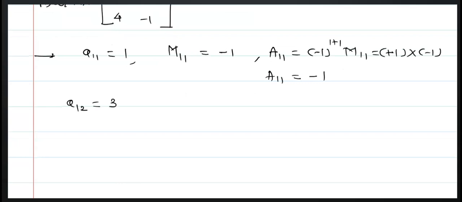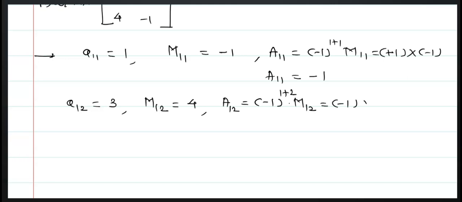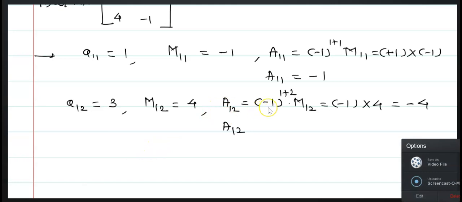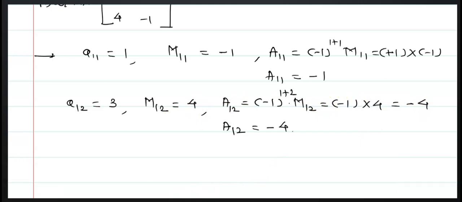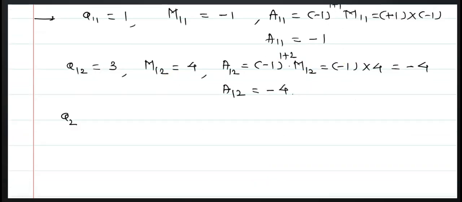Next is a12. a12 is equal to 3. m12 is 4. And cofactor a12 is equal to -1 raised to 1 plus 2 times m12. But the value of m12 is 4. -1 into 4, that is -4. Therefore, a12 is equal to -4.